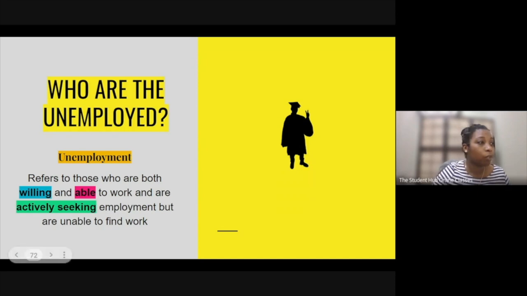So all of those qualify you to be classified as unemployed, right? If all of these things are true and you're unable to find work, then you would be classified as unemployed. So we have a couple of things highlighted there that make this definition very specific.